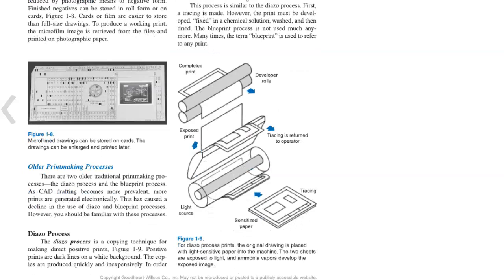Older printmaking processes. There are two older traditional printmaking processes, the diazo process and the blueprint process. As CAD drafting becomes more prevalent, more prints are generated electronically. This has caused a decline in the use of diazo and blueprint processes. However, you should be familiar with these two processes. Diazo process. The diazo process is a copying technique for making direct positive prints. Positive prints are dark lines on a white background. The copies are produced quickly and inexpensively.